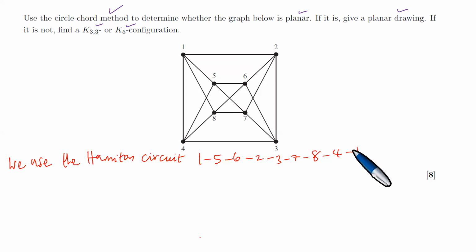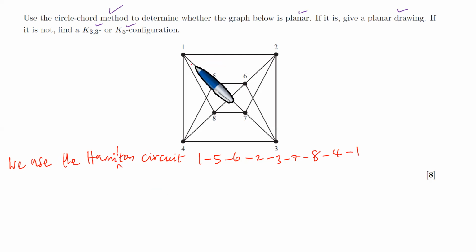1, 5, 6, 2, 3, 7, 8, 4, 1. Okay, let's start. 1, 5, 6. We're just looking at a Hamilton cycle that visits all the vertices. 6, then 2, then 3, then 7, then 8, then 4, then 1. So we use the Hamilton cycle. First, we choose the Hamilton cycle because it visits all of them.